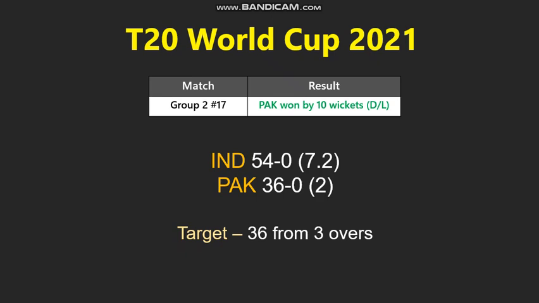With India only managing to bat for 7.2 overs and scoring 54, there was excessive rain which prevented them from batting further. It became worse that the second innings could last only for 3 overs.